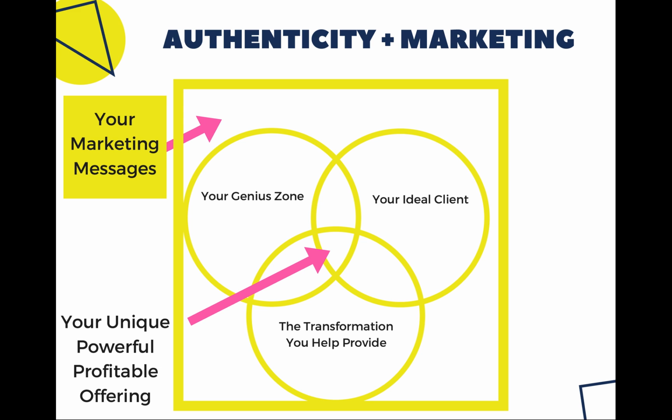So remember how we talked about this area here? We keep coming back to this, which is the combination of your genius zone, your ideal client, the transformation that you help provide, and how when you bring those together, in amongst it is your unique, powerful, profitable offering, your package of services. And now we're boxing it all up. And if you can see the screen here, you can see a lovely big yellow box surrounding those three areas. And that's what makes up our marketing messages. Now we're going to go deeper into how to actually construct the marketing message.